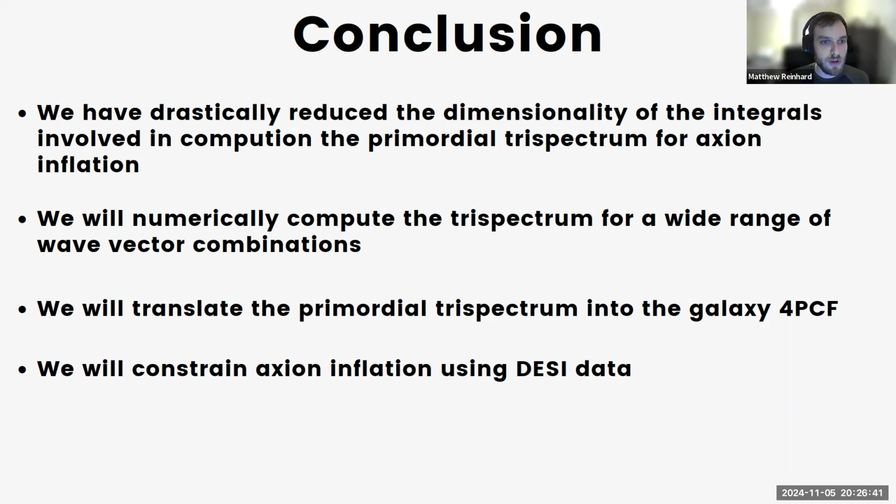So in conclusion, we've drastically reduced the dimensionality of the integrals involved in computing the primordial trispectrum for Axion inflation. Our next step is to numerically compute the trispectrum for a wide range of wave vector combinations. Then we will translate the primordial trispectrum into the late time galaxy 4-point correlation function and ultimately constrain Axion inflation using data from the Dark Energy Spectroscopic Instrument, which is the latest and biggest galaxy redshift survey.